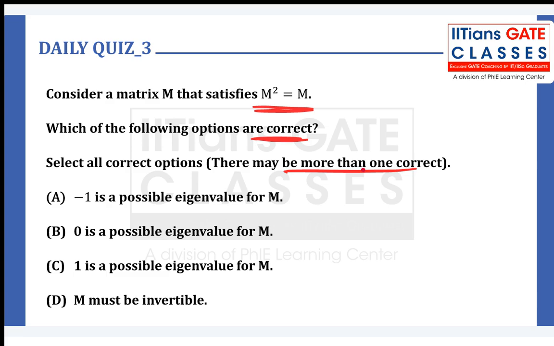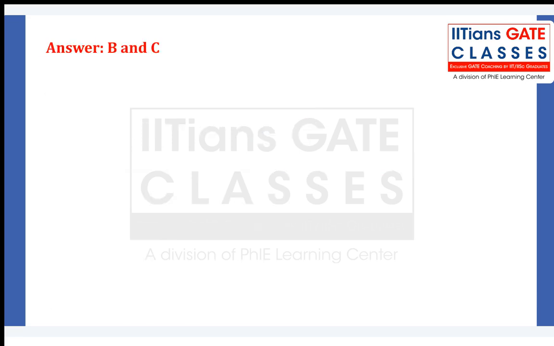So the first three options are talking about possible eigenvalues of matrix M, and the fourth one is talking about whether the matrix M is invertible or not. So we have to use the same thing which we did in the previous problem. We are supposed to find the determinant of matrix M based on this given condition, and if the determinant is 0, it's not invertible. If it is non-zero, it is invertible. The only information that you have is M square equal to M. You don't know anything else about M.